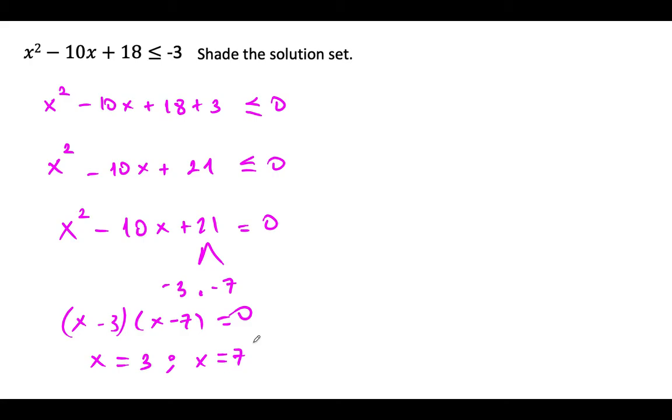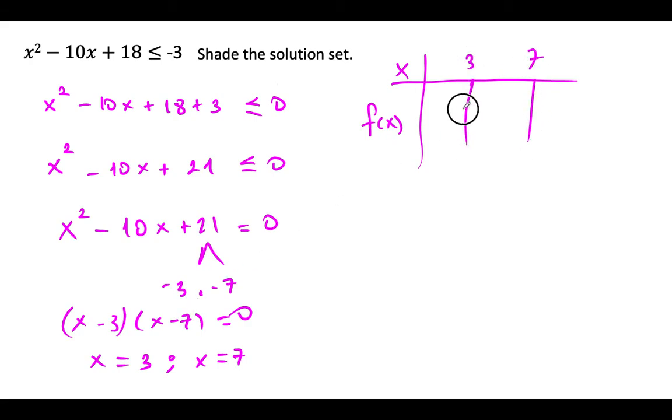Why a different question? Where will the solution set be? Think a bit like this. X is here and my function f of x is here. My function's roots are 3 here and 7 here. So 3 and 7 make my function 0.